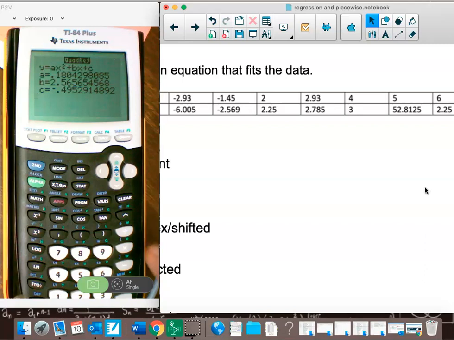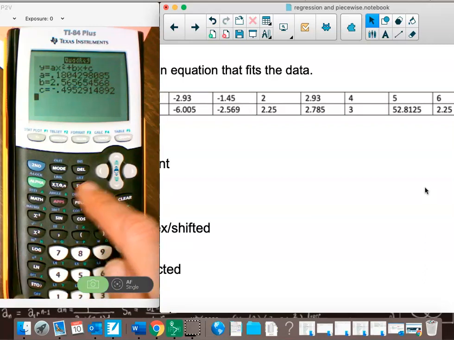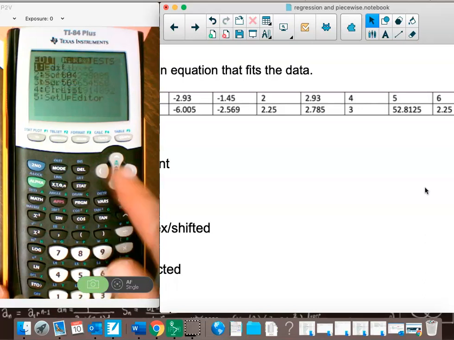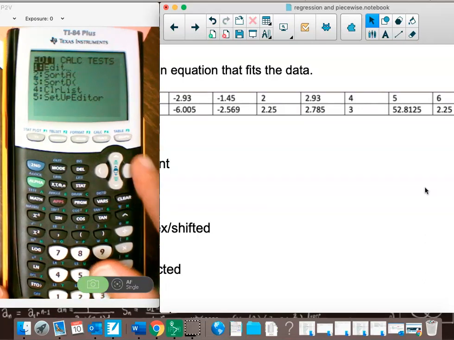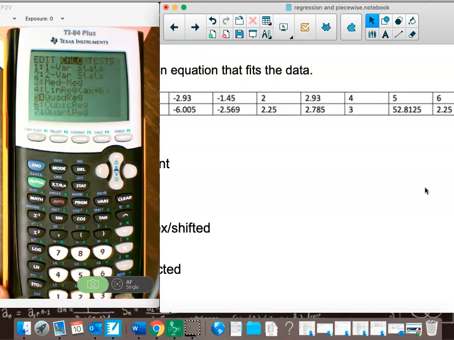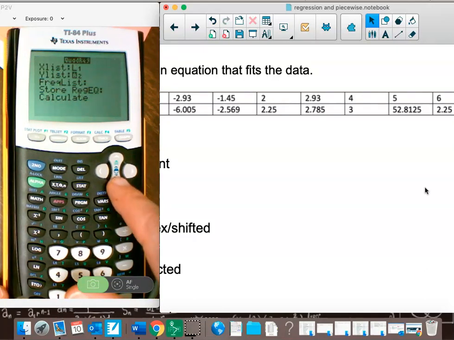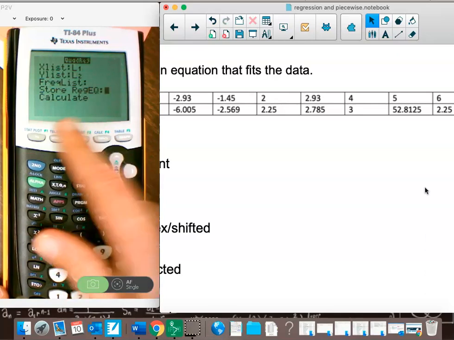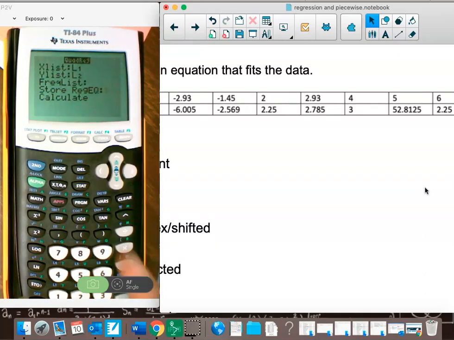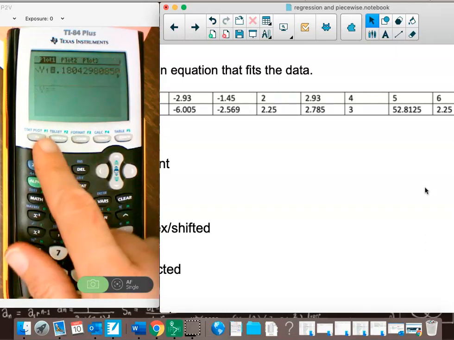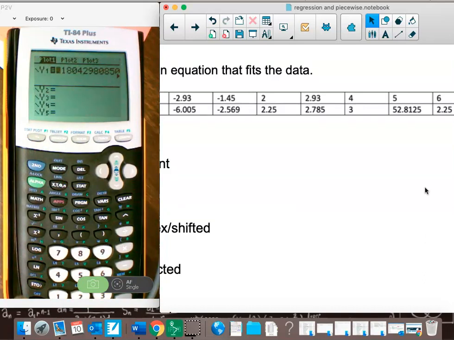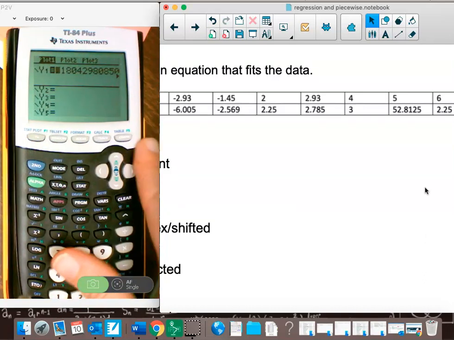By the way, there's a way I'm going to show you. I don't know if I should or not, but I'm going to. Say I wanted to store this into my y equals. See where it says store regression equation? I can hit vars, y vars, and just throw it into my y1. Once it calculates, if I go to my y equals, it'll already be in there, and I don't have to retype it. It's just a little time saver.